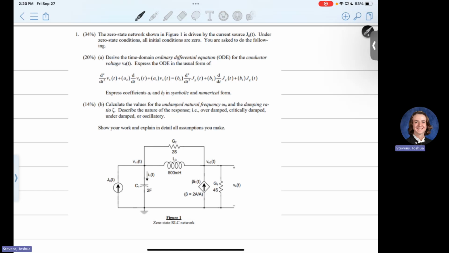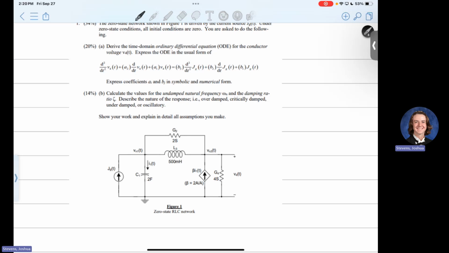The zero state network shown in figure 1 is driven by a current source under zero state conditions. All initial conditions are 0. You are asked to do the following. A: derive the time domain ordinary differential equation for the capacitor voltage V4, and express the ODE in the usual form. B: calculate the undamped natural frequency, omega n, and the damping ratio. Describe the nature of the response, i.e., overdamped, critically damped, underdamped, or oscillatory.